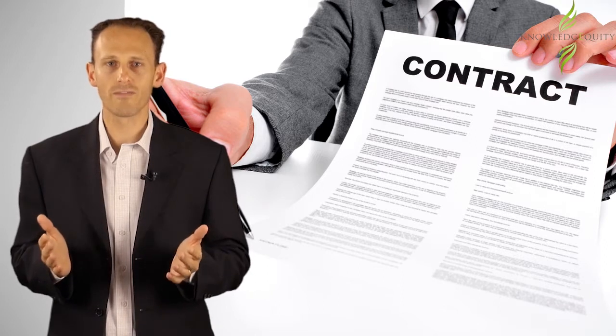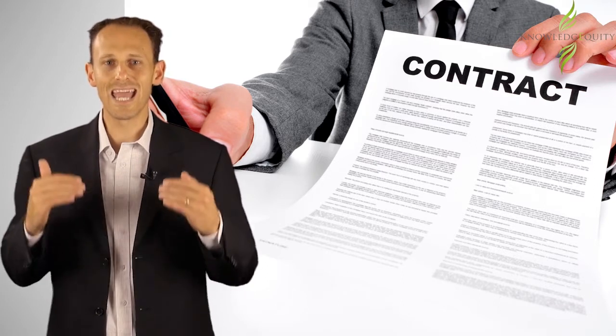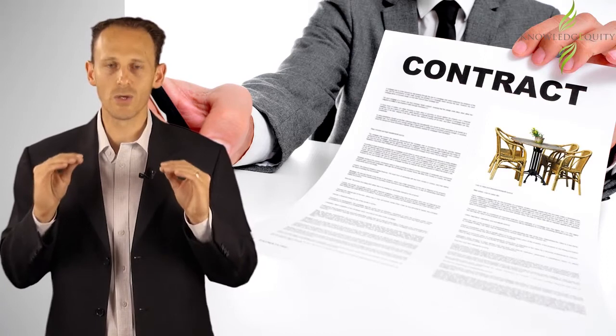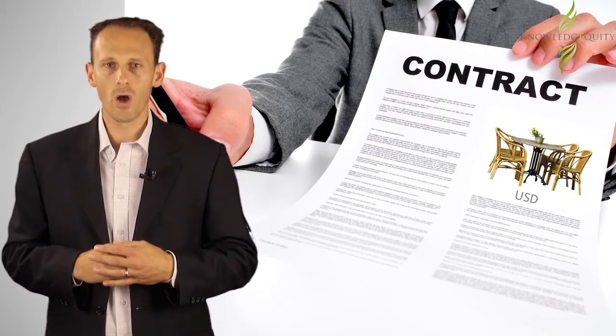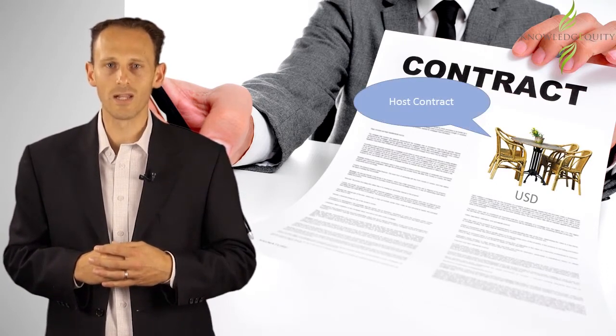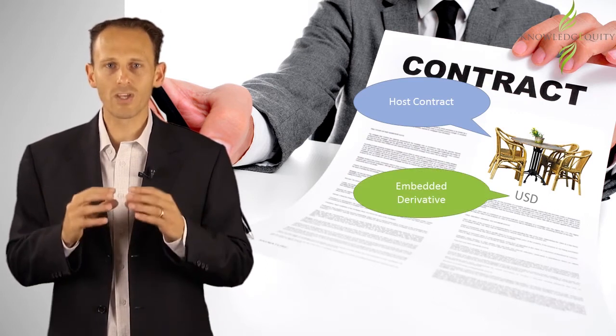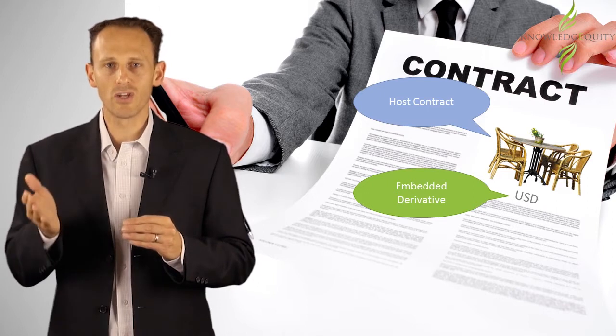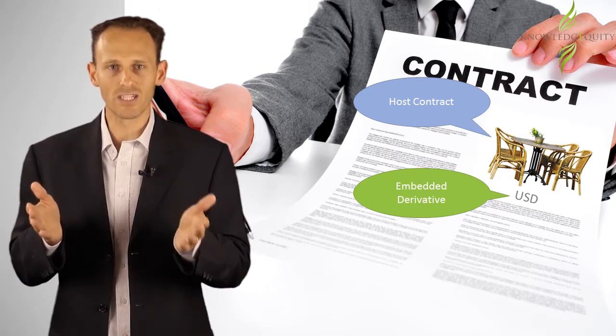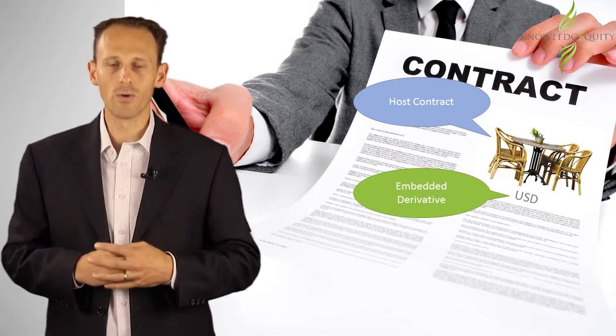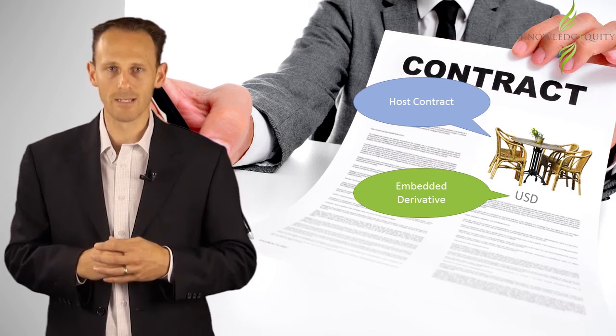Consider a business contract for an Australian organisation to export furniture priced in US dollars. The host contract is the contract to sell the furniture. The embedded derivative is the part of the contract that converts an Australian dollar host contract into US dollars, just like a forward exchange contract, or FEC.